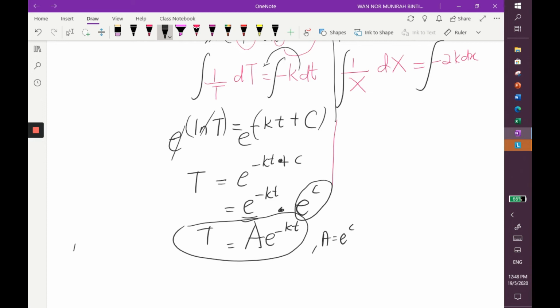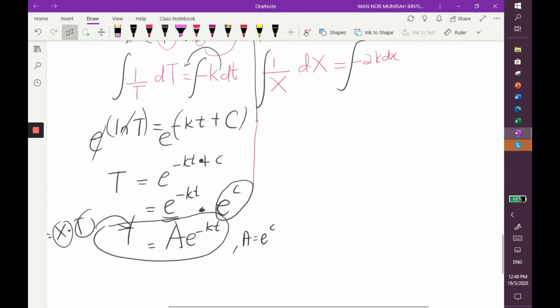Then we can plug this t into u(x,t) equals to x times t. But now we want to find what is x. So the same thing, integrate 1 over x.